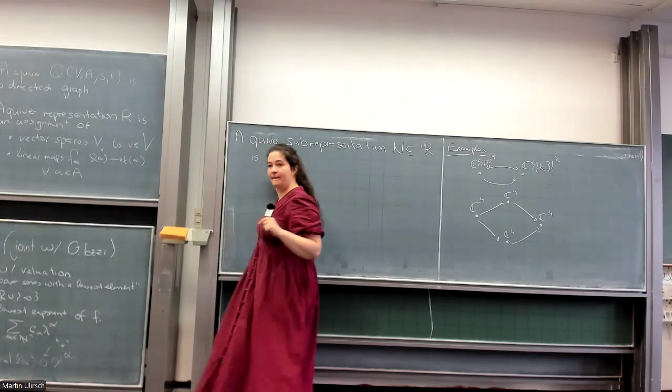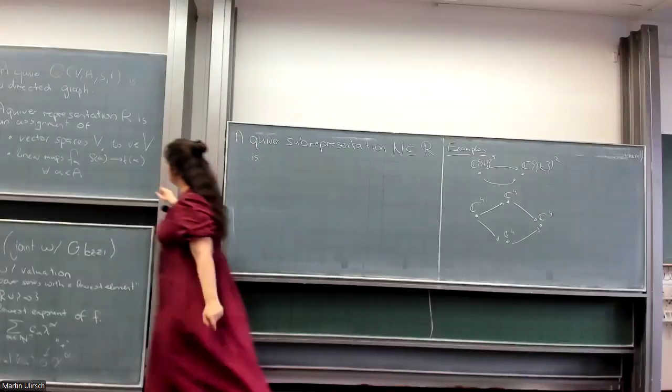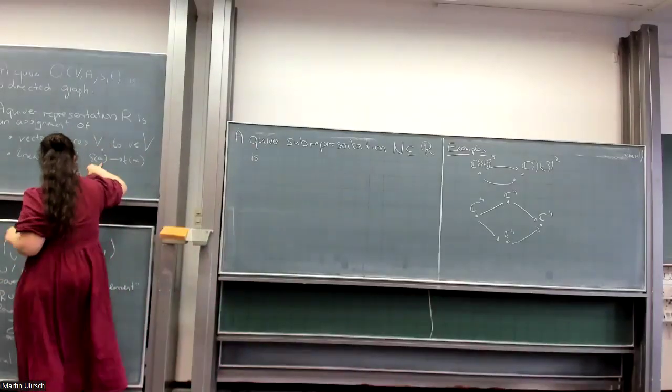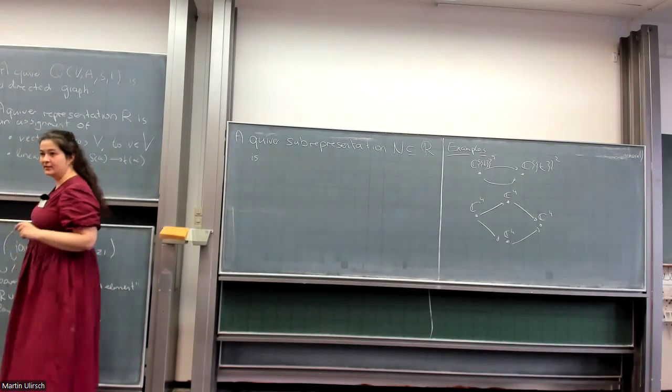Isn't this here like elements from A, right? Sorry? Those are elements from A, right? No, S and T are the source of alpha and the target of alpha, which are elements of V.